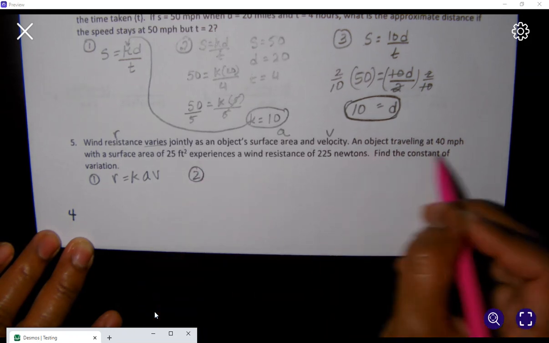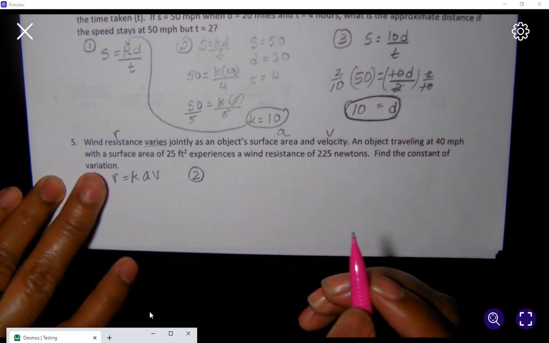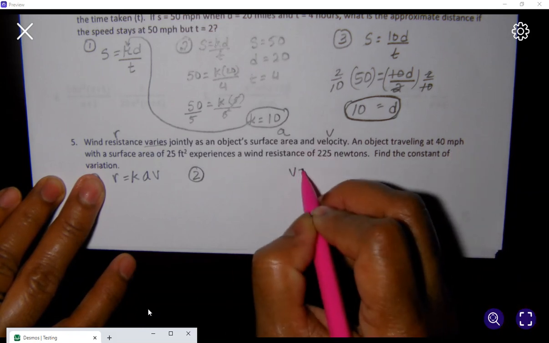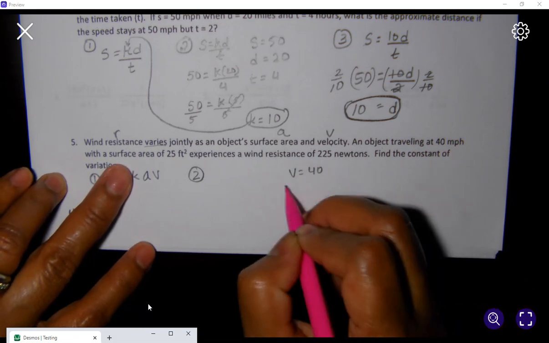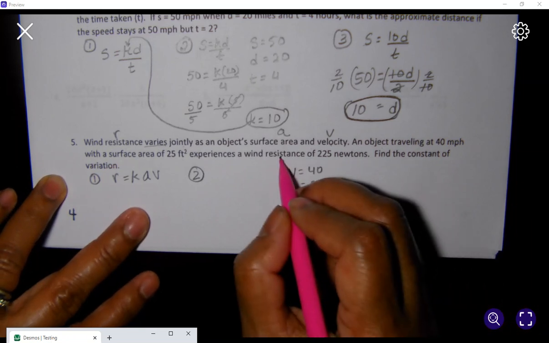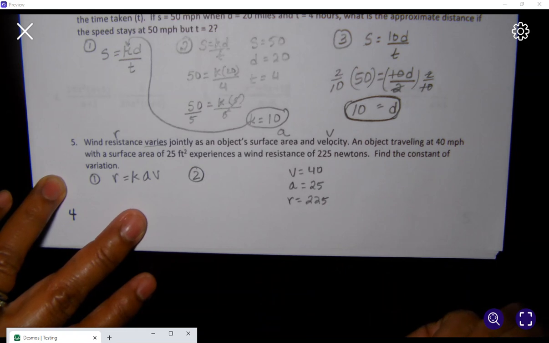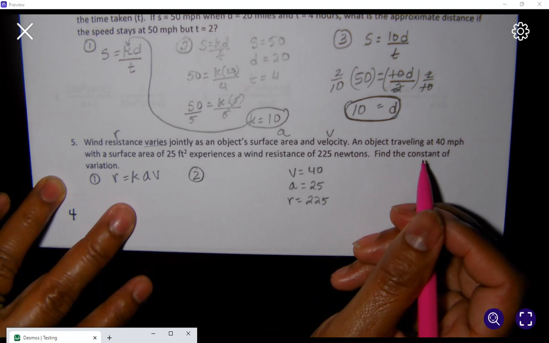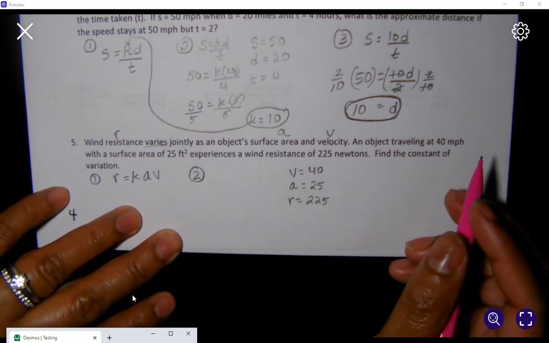It says an object traveling at 40 miles an hour. So that means that the velocity is equal to 40 miles per hour. And a surface area, so my area is equal to 25 feet squared, experiences a resistance, R is equal to 225. It says find the constant of variation. Whenever it's asking for constant of variation, it's asking you just to find k. Okay?